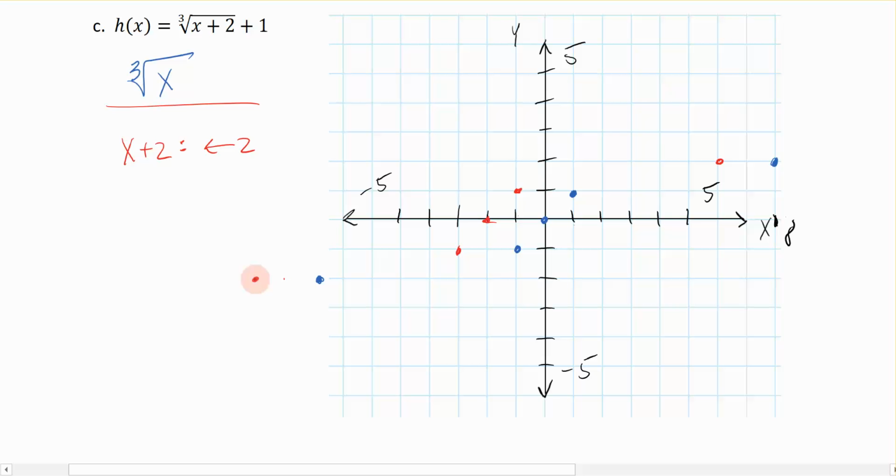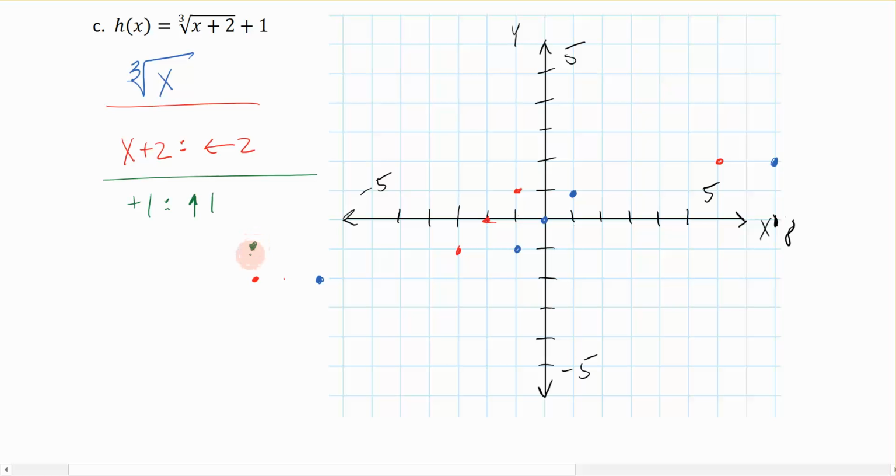Okay. What else do we know? We know that there's my green. I'm happier with the green. And for the last step, we know that this is being added to the outside, right? Under the radical is inside. Adding 1 out here is outside. So a plus 1 is a vertical shift up by 1. All of these points are going to shift up by 1.